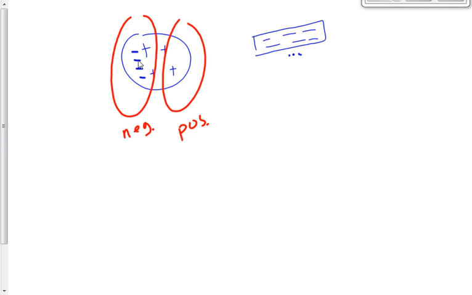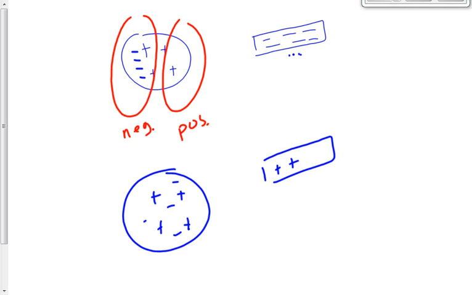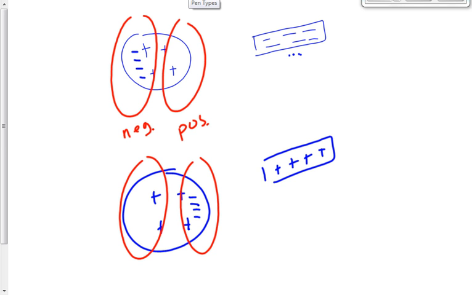What's going to happen if we have that neutral object and we bring a positively charged object nearby? What's going to happen to the protons? Nothing. What's going to happen to the electrons? They're going to go the other way. They're going to be pulled towards this positively charged object. So now we have a bunch of negatives over here with a separation of charge. Negative on the left side, positive on the right side.